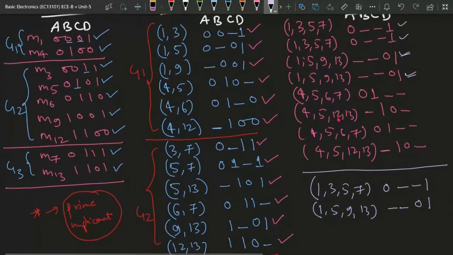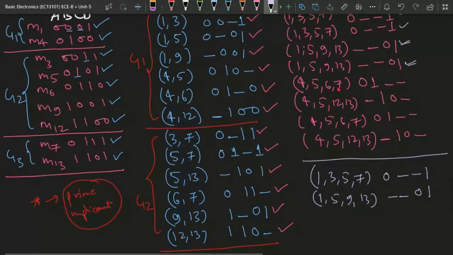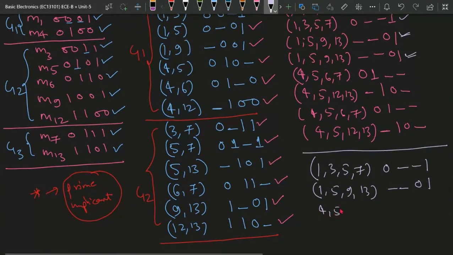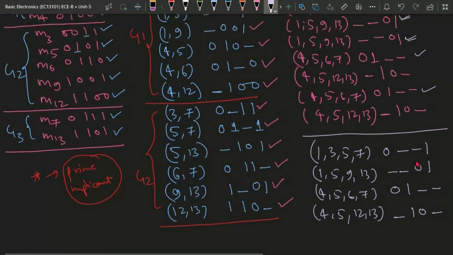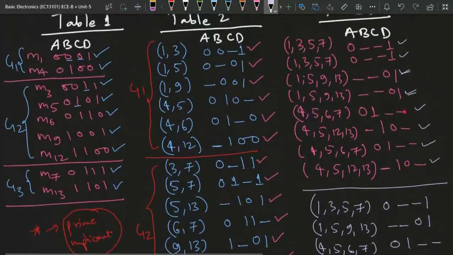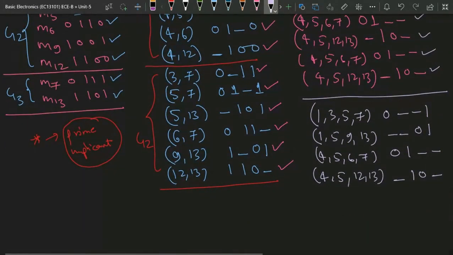So here 4 5 6 7. So 4 5 6 7 is 0 1 dash dash. 4 5 6 7 is this, and 4 5 6 7 is this. That has been done. Next is 4 5 12 13. So 4 5 12 13 is dash 1 0 dash. So these are the four unique terms. You can call it like these are the four unique terms. It cannot be reduced further.